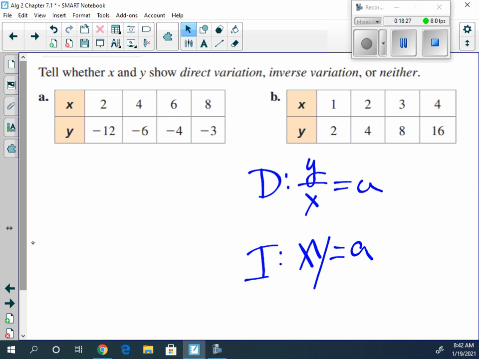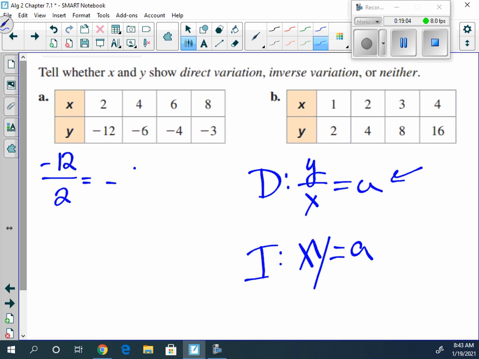So if here for letter A, these sets of numbers, 2, negative 12, 4, negative 6, 6, negative 4, and 8, negative 3, if it's direct or inverse, that a term should be the same for every single set of numbers, yes? And it should work out that way. So if I want to see if it's direct, I can take the values of y and divide them by the values of x. So our first set would be negative 12 divided by 2. And what is negative 12 divided by 2?